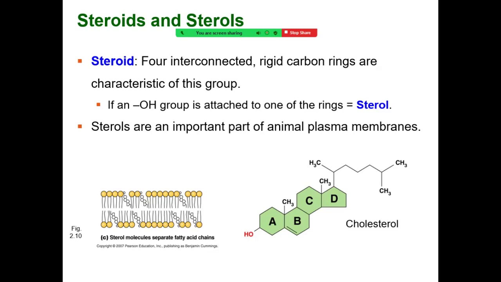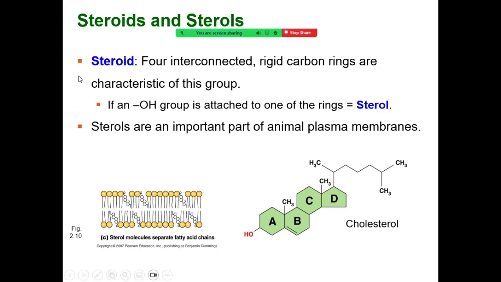If you remember, animal cells don't have a cell wall, and so they have cholesterol in their cell membranes to give them a little more strength. Cholesterol is only found in animal tissue, meaning in animal cells. It is not found in plant cells. Any question about any of that?